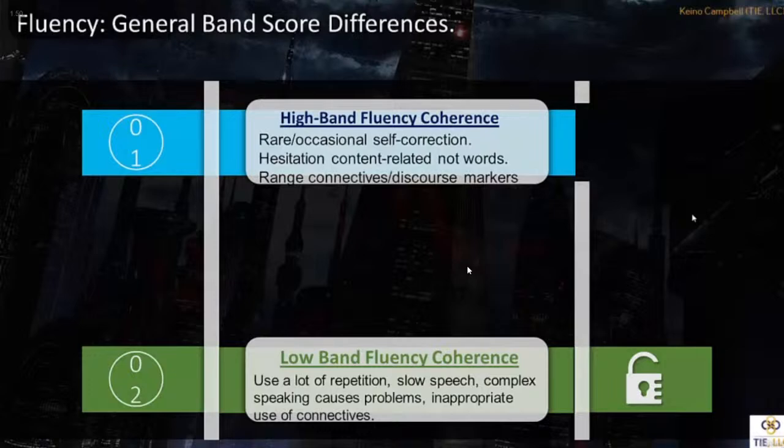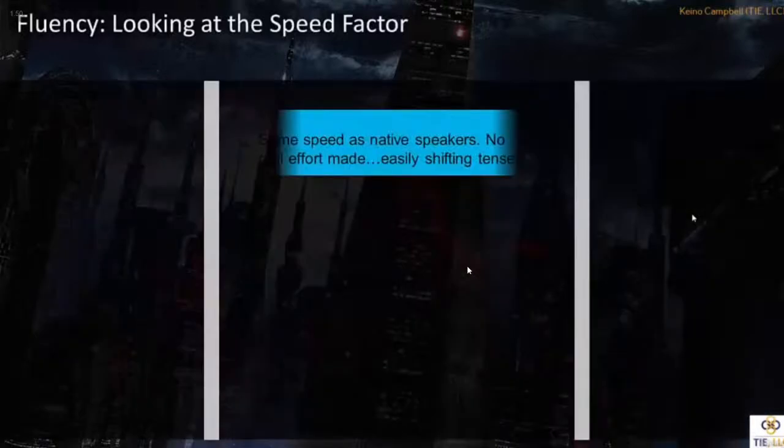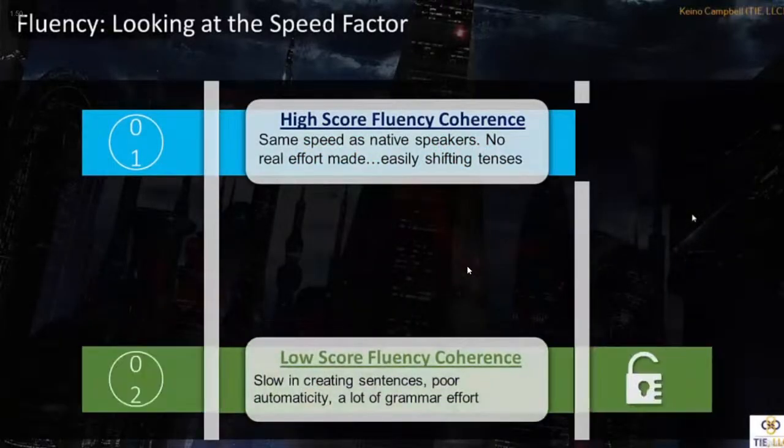You can see down there, for a low band score, a lot of repetition, slow speech, complex speaking causes you problems. Now, speed. If you want to really do well on the fluency score, then you really should have speed that's close to a native speaker. Now, I'm going to tell you something that's really important. When I'm talking about speed, I'm not talking about speaking really, really fast, because very often that's what some people think it means. Most native speakers don't really speak very fast. So it doesn't mean speaking really fast, because when you do that, very often you really hurt your pronunciation.